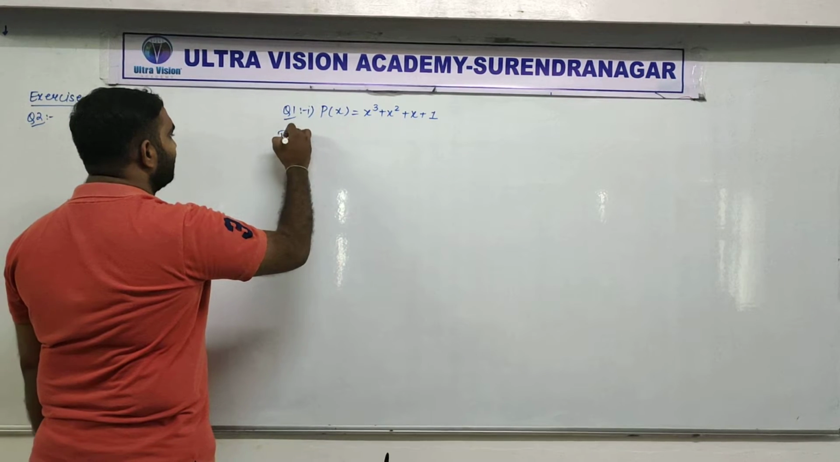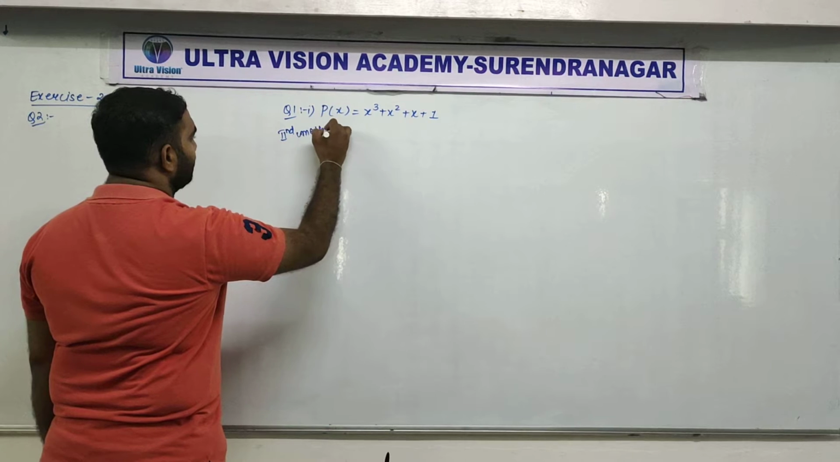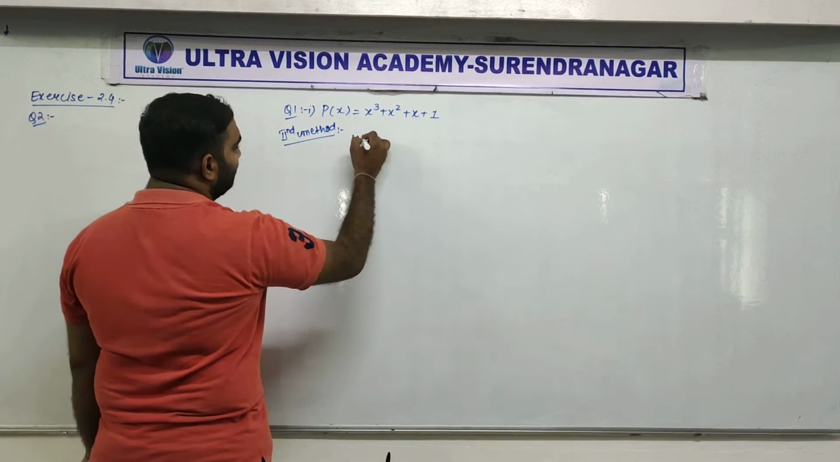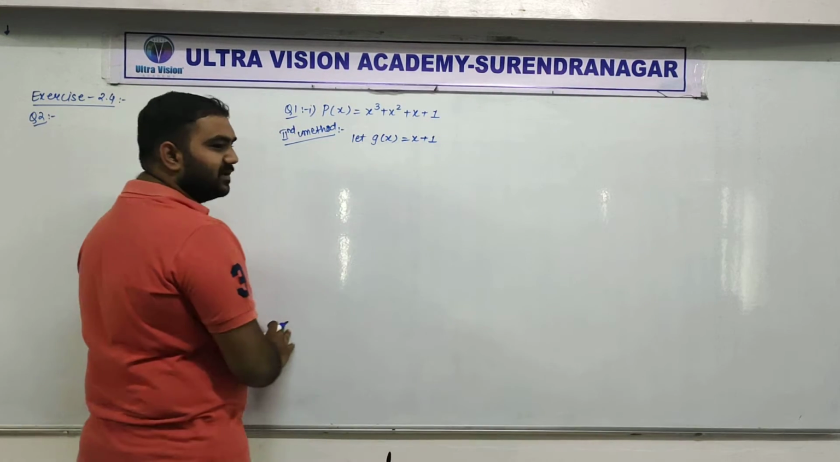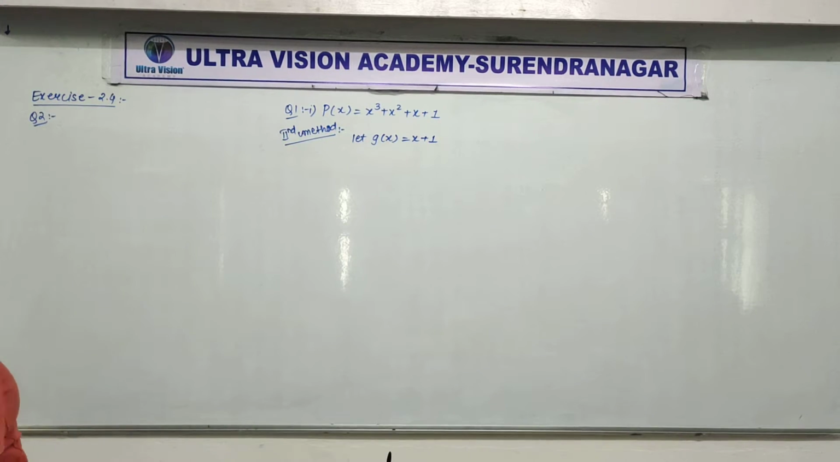This is the second method to check whether x plus 1 is a factor or not. Let us say, let g of x be equal to x plus 1. If we take g of x is equal to x plus 1, then what happens?